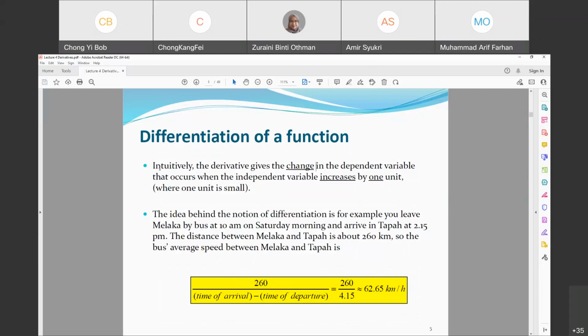Okay, is there any question about this first sentence? What is the dependent? What is independent? Do you know it? Or you forgot already? Independent, dependent?